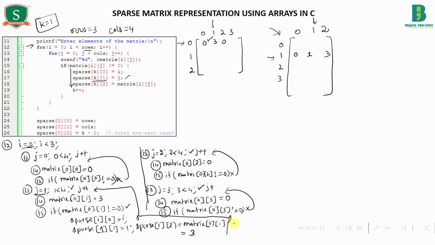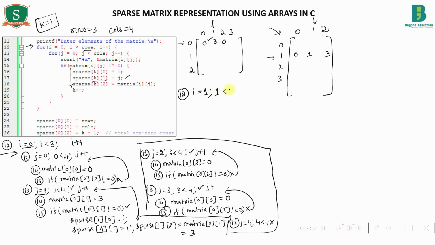When it updates the j value, in the 13th statement j is equal to 4. 4 less than 4, the condition failed. Since the condition failed, the inner for loop exits completely and goes back to the 12th statement. What is happening in the 12th statement? I plus plus: it updates the value. I value becomes 1. 1 is less than 3, the condition is true. Again the same story repeats. In the 13th statement, int j is equal to 0.